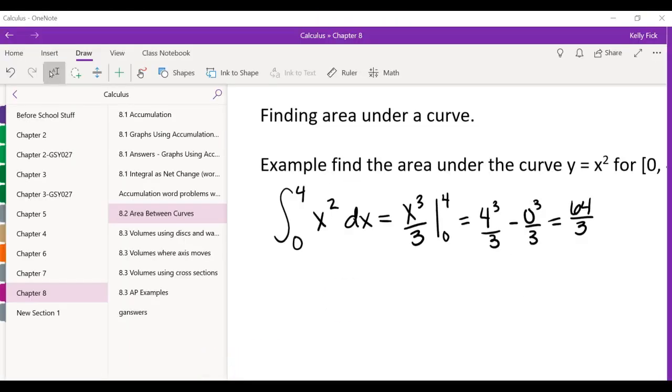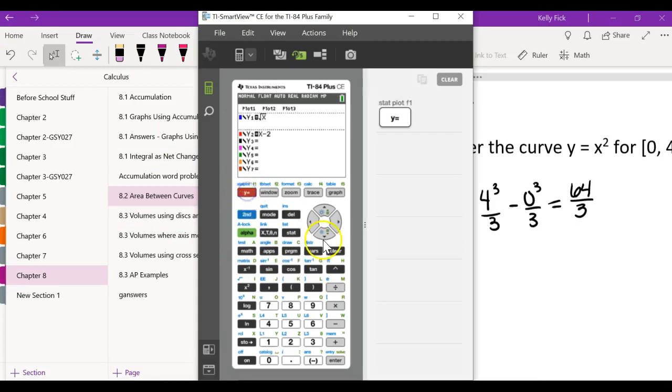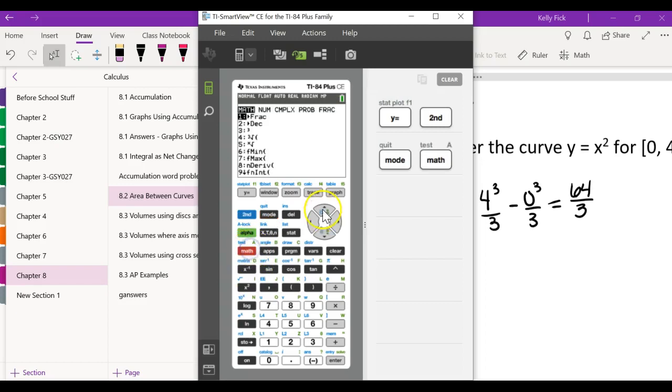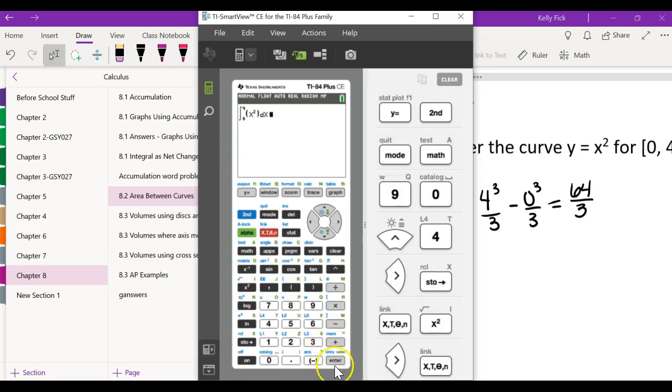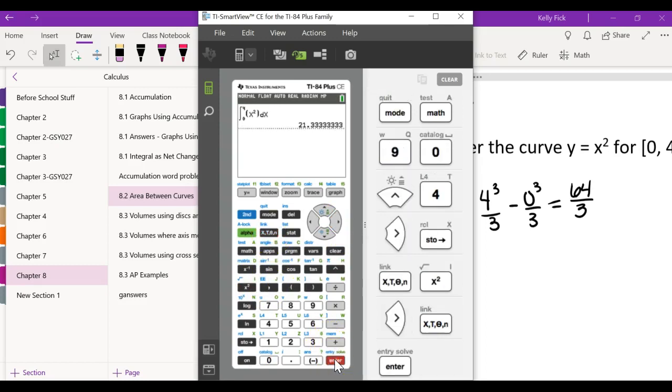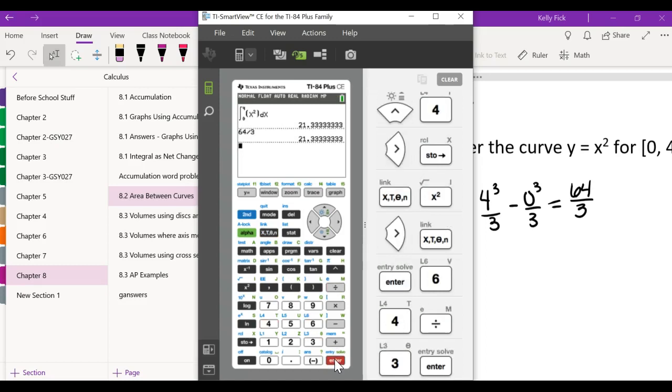So if we did it using our calculator, there's two ways you can do it. I'm going to do it without using the graphing part. So I would go to math. Fn int is number 9 here. And then it allows you to plug the integral in. So we're going from 0 to 4 of x squared dx, which gets us 21.3 repeating, which is 64 divided by 3. Okay, so is there any questions about that integral?